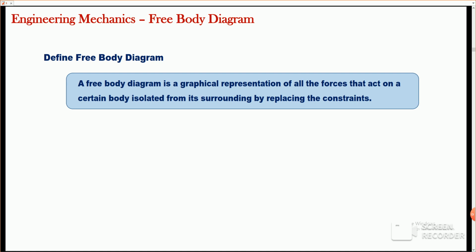So, a free body diagram is a graphical representation of all the forces that act on a certain body isolated from its surroundings by replacing the constraints. That means replacing any other surroundings. Therefore, drawing a correct free body diagram is always the first step in solving engineering mechanics problems.